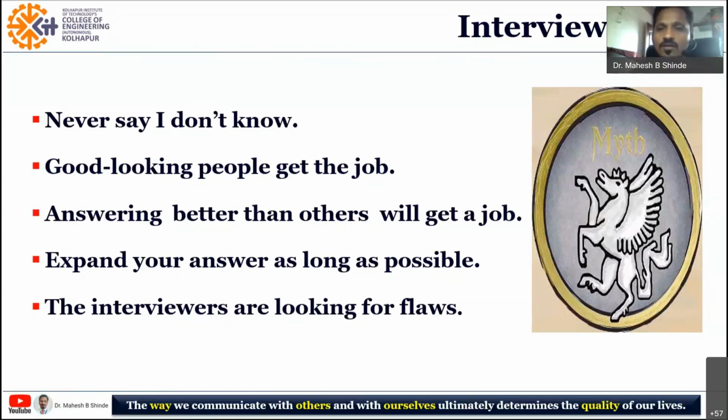Third one, answering better than others will get the job. It means what? Suppose Akhilesh first goes and faces the interview. He comes out of the interview venue. I am the second. I ask him, what was the question? How did you answer? And I feel I will answer better than Akhilesh, then I'll get the job. It is not the case. Some of the questions are there. You have to just routinely answer them.